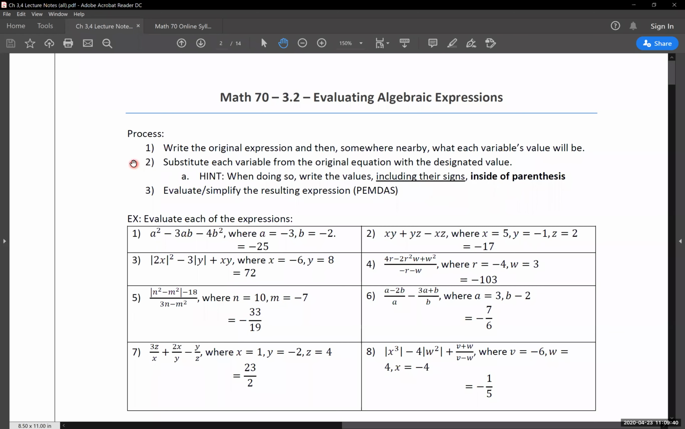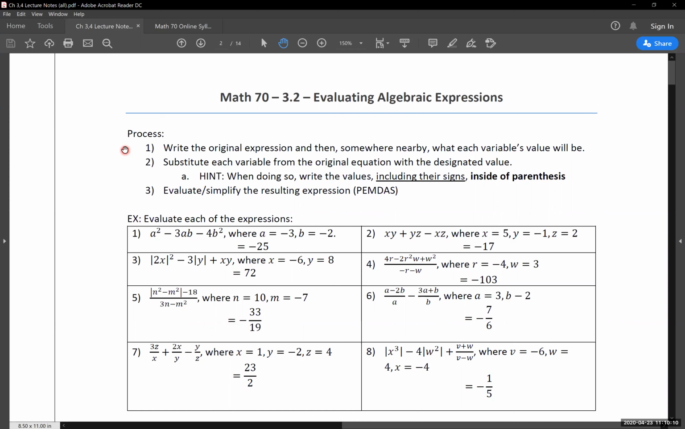So when you are doing step 2, this substitution step, always, always, always substitute things in inside of parentheses. Doesn't matter if the number is positive, doesn't matter if the number is negative, always substitute in inside of parentheses. I cannot emphasize that step enough. And I'll go through a couple examples where if you don't do that, we're going to get completely different answers and lose points at that point in time. We don't want to do that.